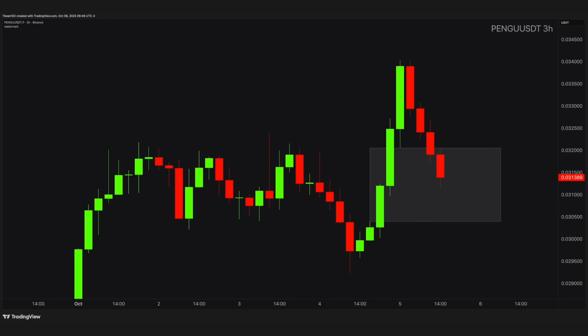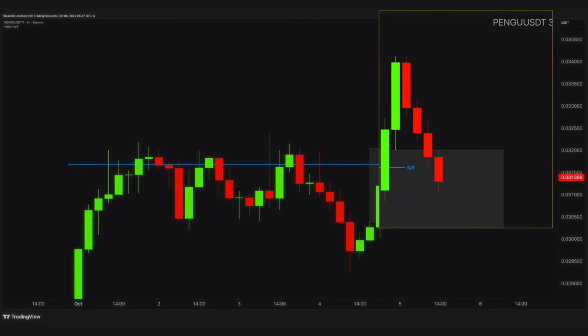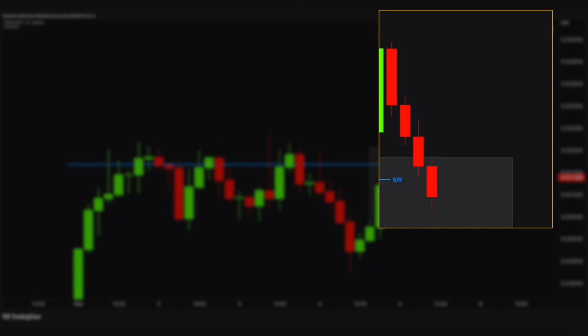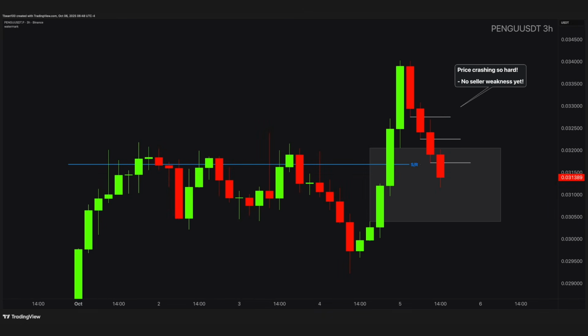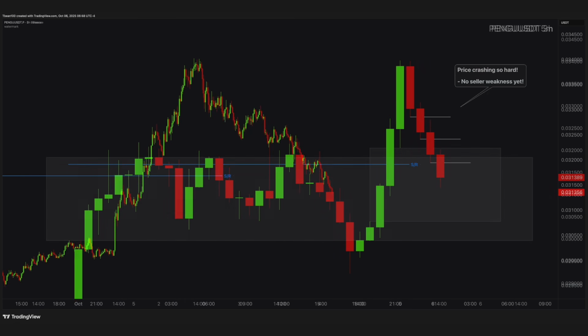If you notice, we've got a really strong imbalance area that connects perfectly with a clean support and resistance flip zone. However, if you pay attention to the most recent price action, you will see that the price is crashing hard with massive red candles. It keeps breaking structure one after another, showing no signs of seller weakness yet. Buyers simply can't step in or respond at the moment.